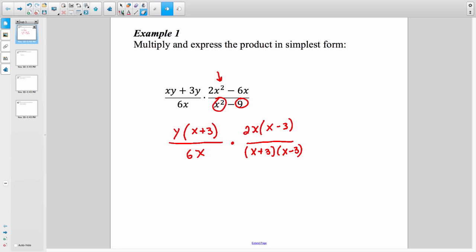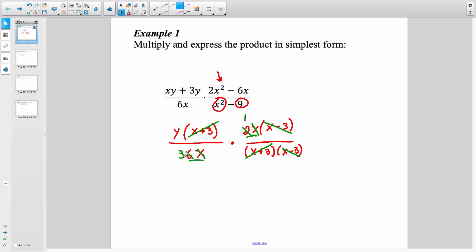It looks like if I'm looking for matches, I find them here. X plus 3, x plus 3. They reduce to 1. I have another pair here, x minus 3, x minus 3. They reduce to 1. Now 2x over 6x. Well, I can get rid of the x's. That would reduce to 1. And then 2 over 6. I can reduce those two numbers by a factor of 2, which would leave that as a 1 and this as a 3.